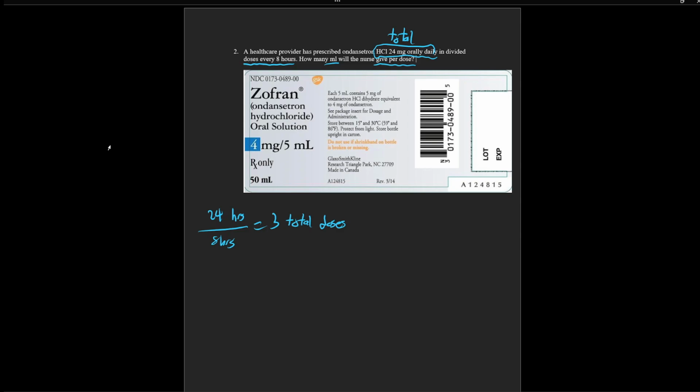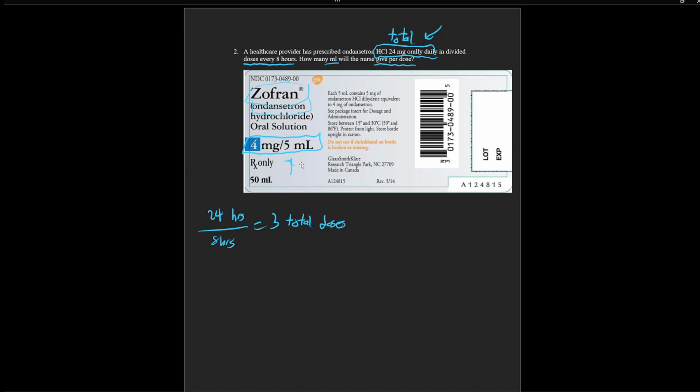So getting into the label, we have our medication, which is Zofran, which is an antiemetic. And that is ondansetron hydrochloride, which is an oral solution. It is given as a liquid. So we are given our concentration, which is right here, 4 milligrams per 5 milliliters. And that is enough information for us to get going because we have our total order, which is at the top. We have our concentration. Now we can go ahead and do our problem.